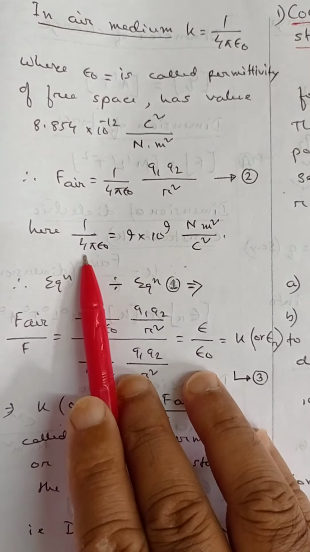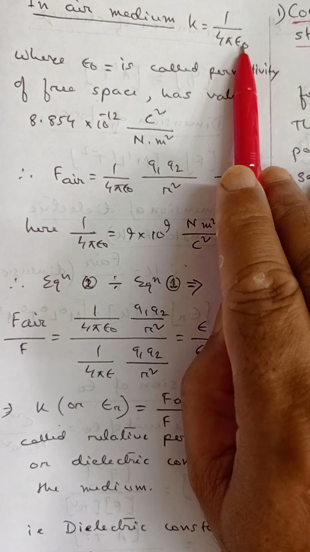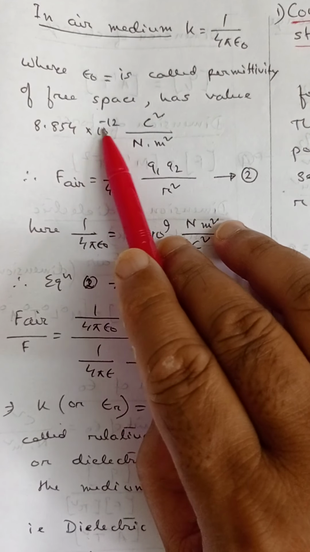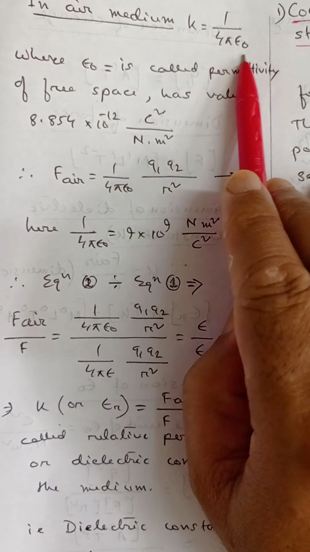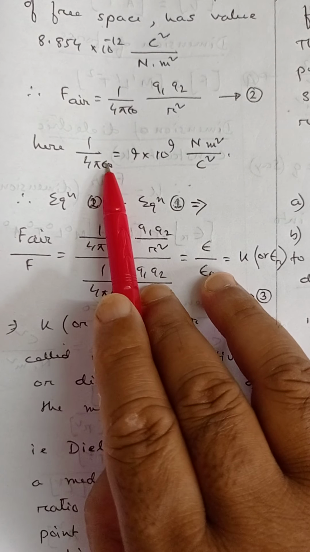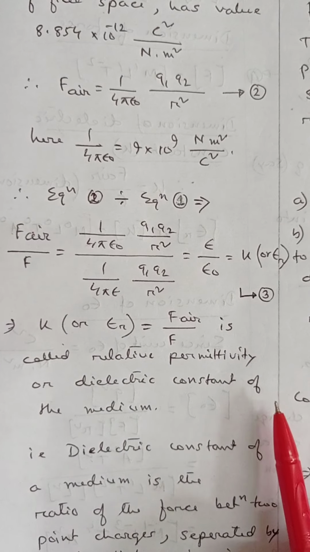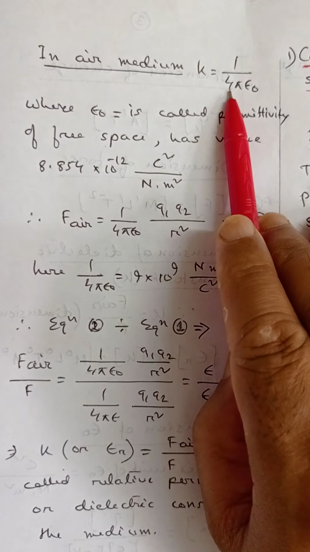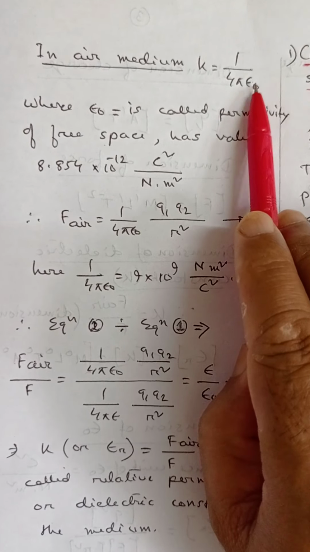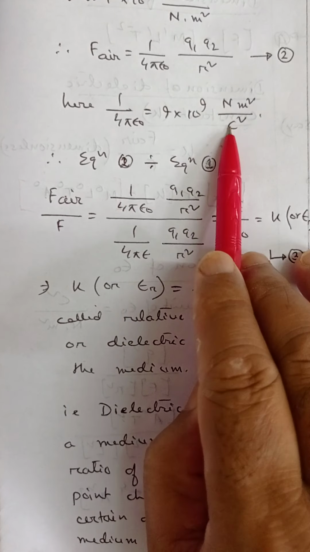Here 4 is a constant, pi is a constant, 3.14, and epsilon 0 is a constant, 8.854 into 10 to the power minus 12. That means their product should also have a constant value. So what is the product 1 by 4 pi epsilon 0? It is 9 into 10 to the power 9 Newton meter square per Coulomb square. So the value of 1 by 4 pi epsilon 0 is 9 into 10 to the power 9 Newton meter square per Coulomb square.